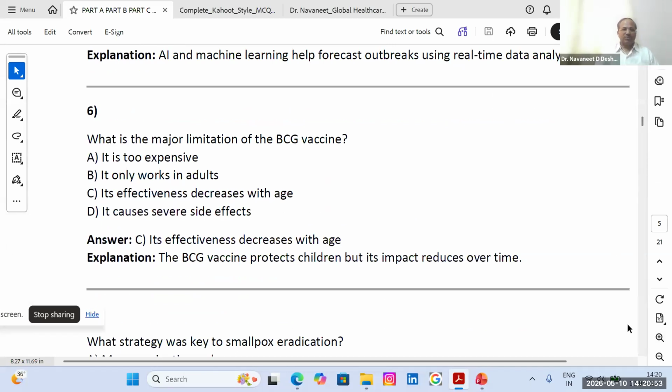Next question is, what is the major limitation of the BCG vaccine? A, it is too expensive. B, it only works in adults. C, its effectiveness decreases with age. And D, it causes severe side effects. The correct answer is its effectiveness decreases with age. The BCG vaccine protects children, but its impact reduces over time.